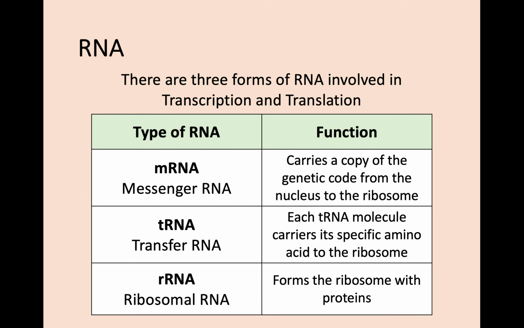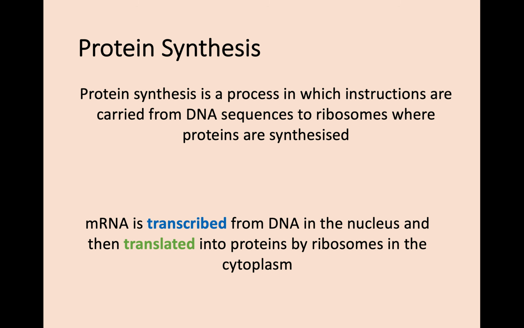Also with RNA, there's three different types of RNA molecule that we're going to look at. The first is mRNA, messenger RNA, which you should have come across before. This carries a copy of the genetic code from the nucleus to the ribosome, like a message. The second, which you won't have come across before, is transfer RNA, which is tRNA. And what this does is carry a specific amino acid to the ribosome. Also, the ribosome itself is made up of proteins and rRNA, which is ribosomal RNA. So it's quite an easy way of remembering it. These will all make a bit more sense once we look at the process of protein synthesis.